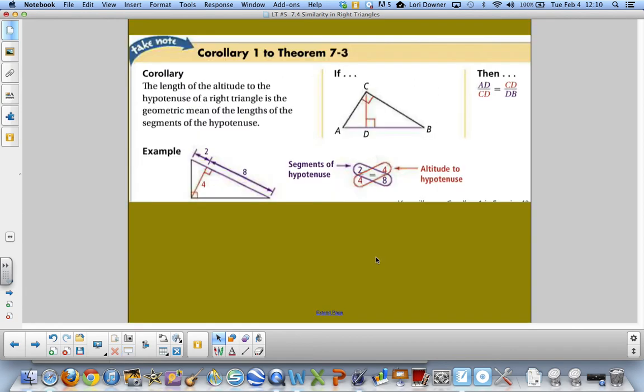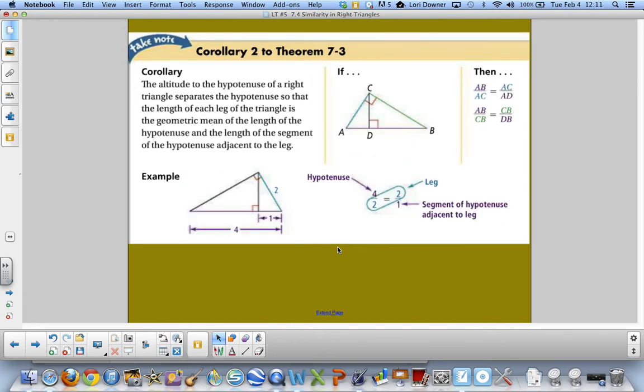Okay, not funny. Our corollary to Theorem 7.3 is that the length of the altitude, that is CD right here, to the hypotenuse of a right triangle is the geometric mean of the lengths of the segments of the hypotenuse. Looking at this example, we could see that 2 is to 4 as 4 is to 8. You can see here that 4, our altitude to the hypotenuse, ends up being the geometric mean. So 2 is to 4 as 4 is to 8. Pause this movie, add this to your purple sheets, press play when you are finished.